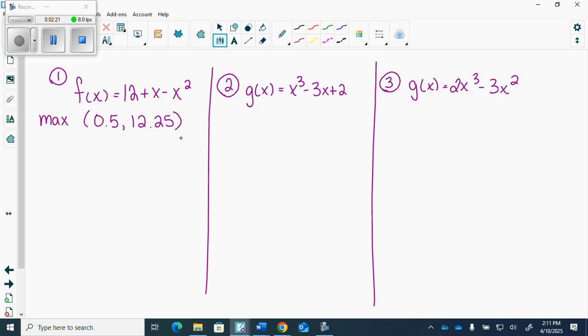On your page, are you seeing 0.5 anywhere? Then I asked you to find critical numbers. What is it? It's the critical number, correct? 1/2. Okay, so let's see that.